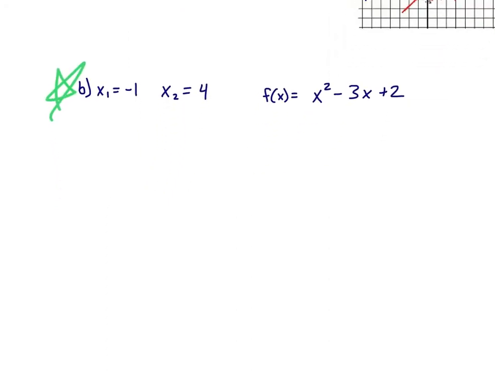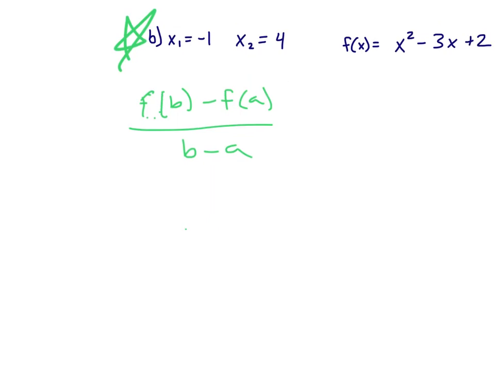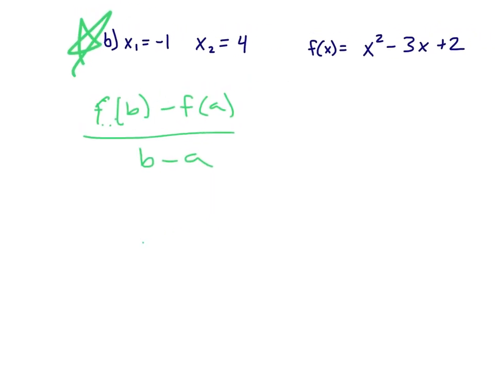So for average rate of change, we need to know our formula, which is f of b minus f of a over b minus a. So here, when it doesn't give us a graph to find our average rate of change, we need to use our formula, and we just plug in our x values into our formula to get our y values.